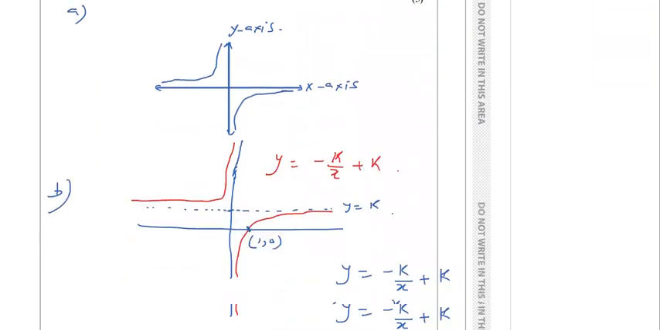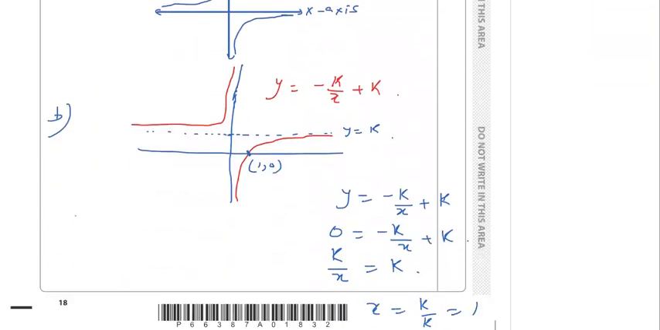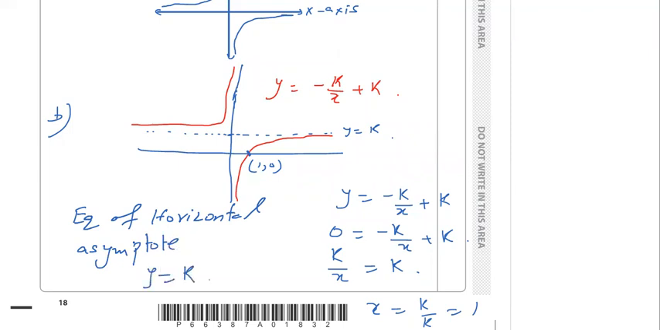So we have the answer in terms of k, and the equation of the horizontal asymptote in this case will be y is equal to k. Okay, that is the equation of the horizontal asymptote for this equation.